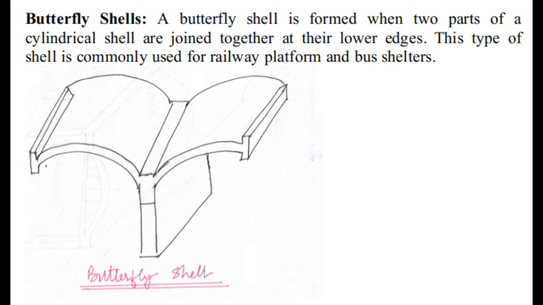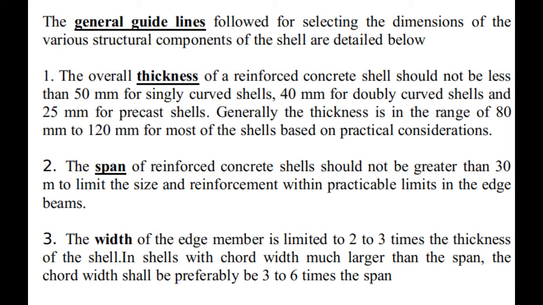Now let us have a look at the general guidelines which we have to follow for selecting the dimensions of the various structural components of the shell. Number 1, remember, overall thickness of an RC shell should not be less than 50 mm for single curve shell, 40 mm for double curve shell and 25 mm for precast shells. Generally the thickness is in the range of 80 mm to 120 mm for most shells based on practical requirement. The second point is the span of the shell should not be greater than 30 meters, to limit the size and the reinforcement.